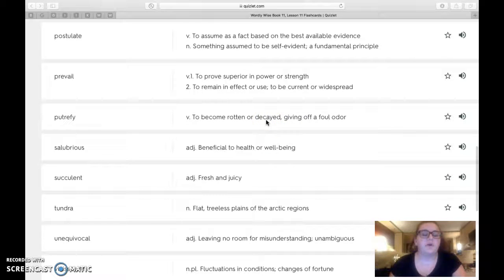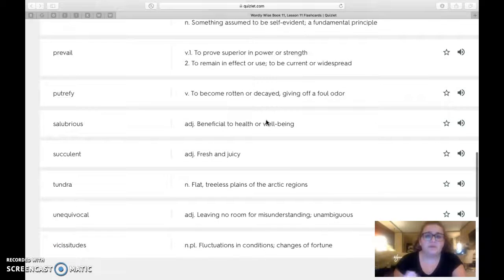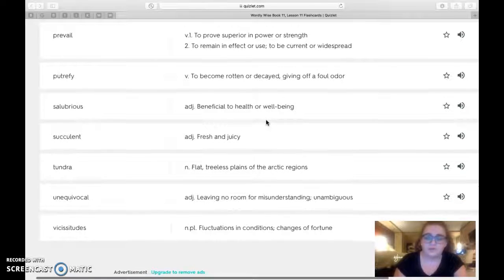Okay, the next word is postulate, and postulate has two definitions, a verb and a noun. The first one is to assume as a fact based on the best available evidence, and the noun is something assumed to be self-evident, a fundamental principle. So, by saying this, we hold these truths to be self-evident, that all men are created equal. So basically that means all men are created equal, and we don't need facts to back that up because it's a fundamental principle, everyone knows it.